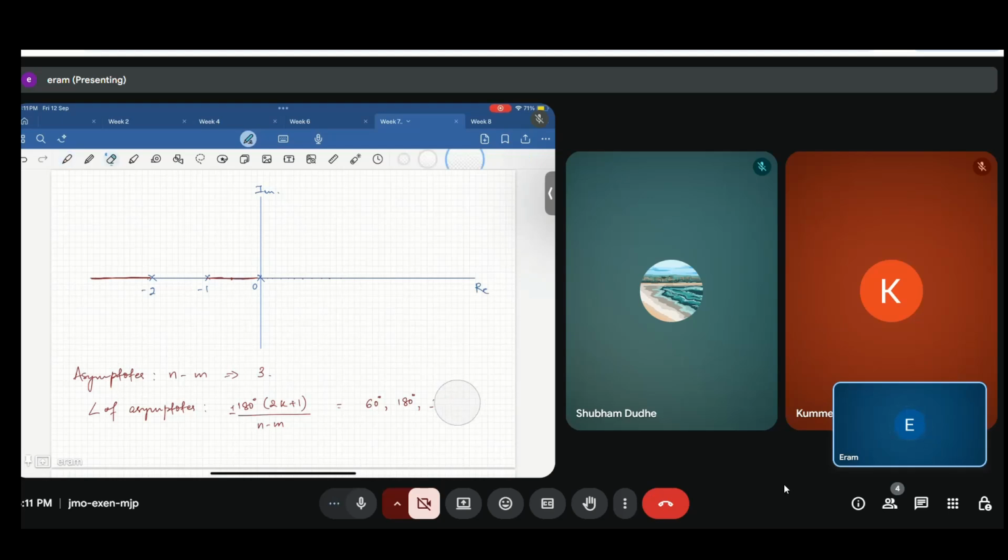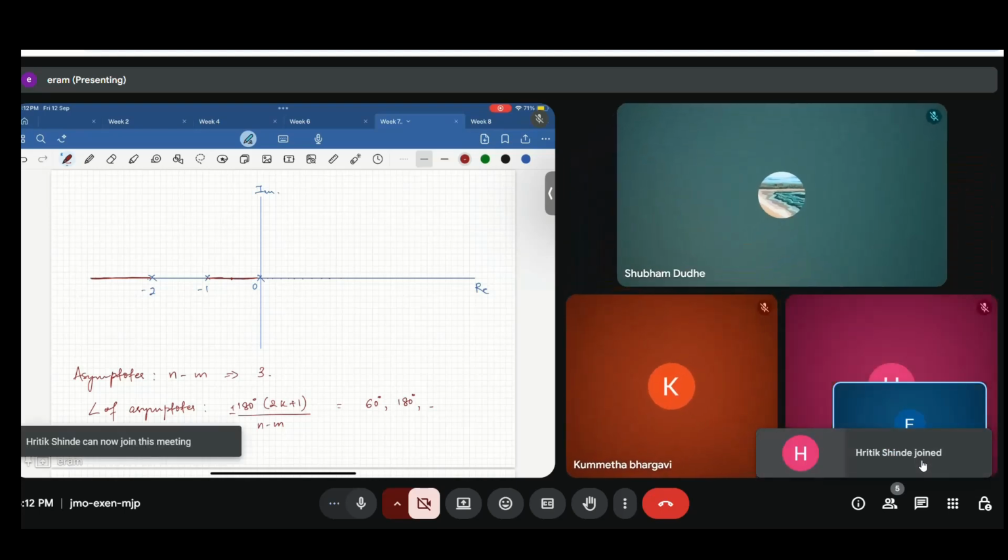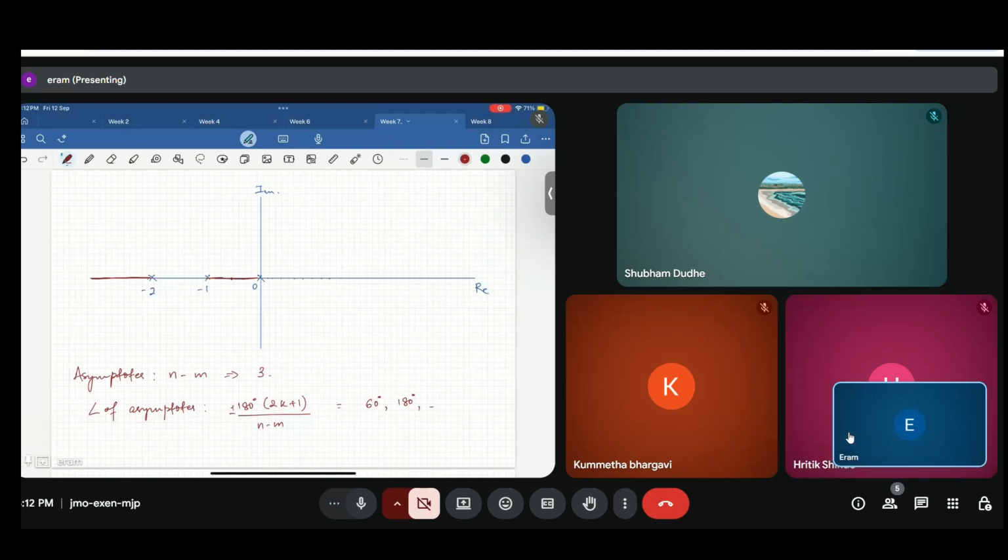The last one will be 4 plus 1 is 5. What will be the third angle? 60 into 5 is 300 degrees.